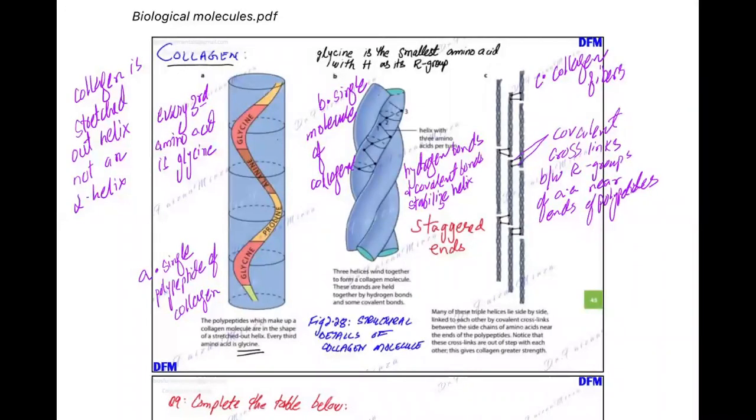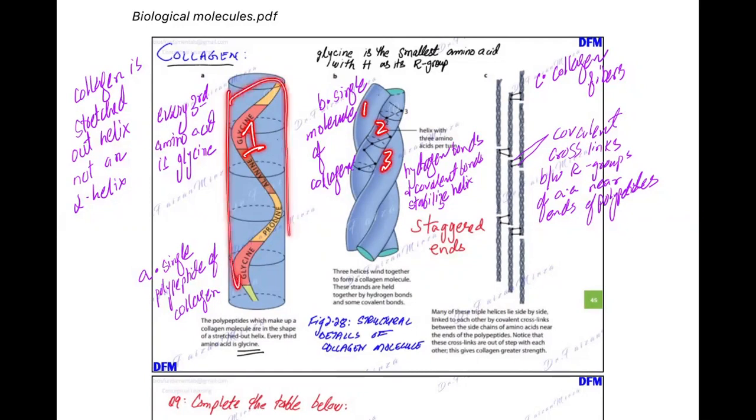Collagen, we know, is a fibrous protein. The collagen molecule is made up of a polypeptide, and not one polypeptide; rather, it's made up of three different polypeptides. So this is one polypeptide of collagen. The three polypeptides turn around one another, and when they twist around one another, they form a collagen molecule.